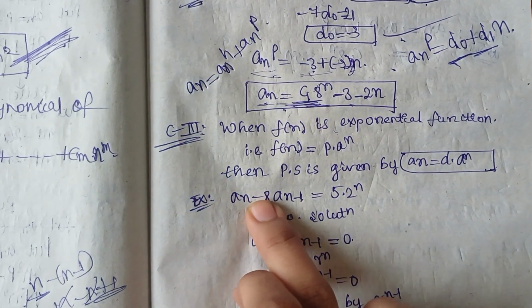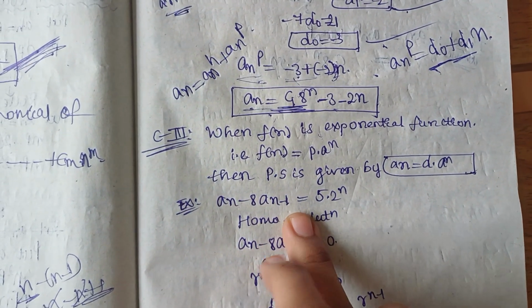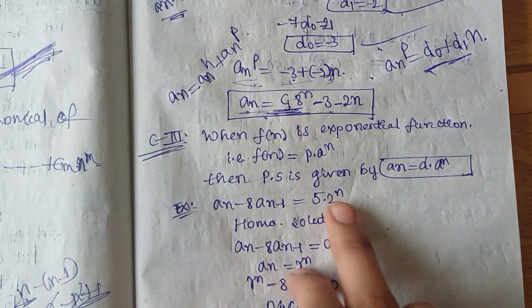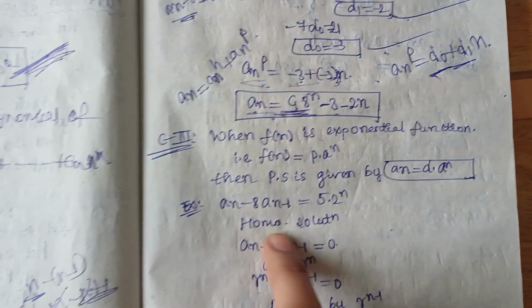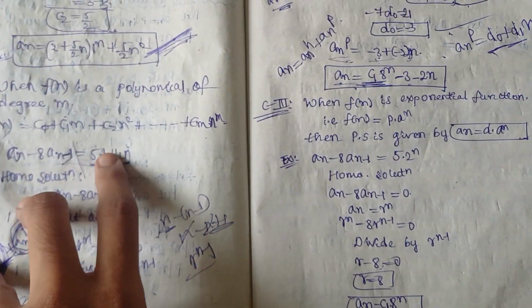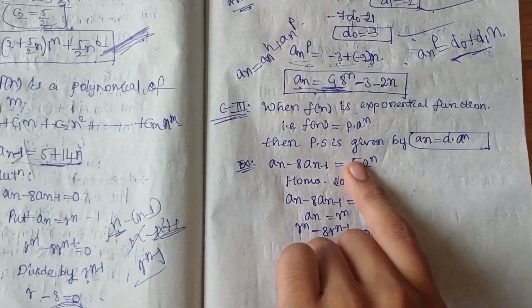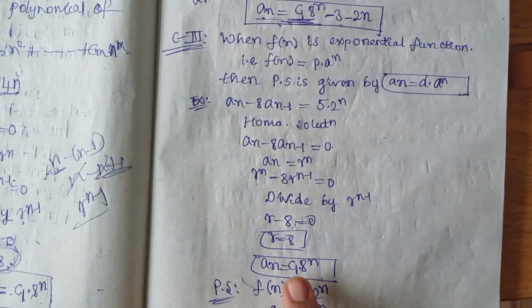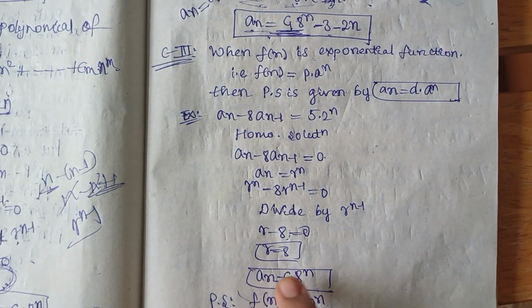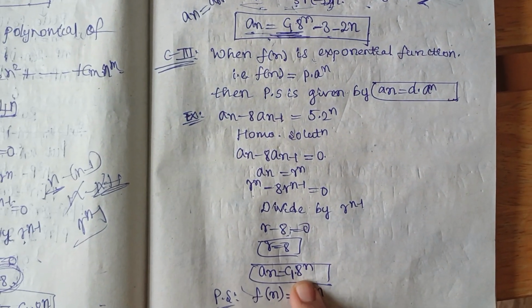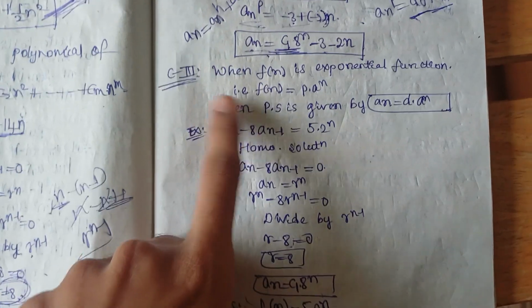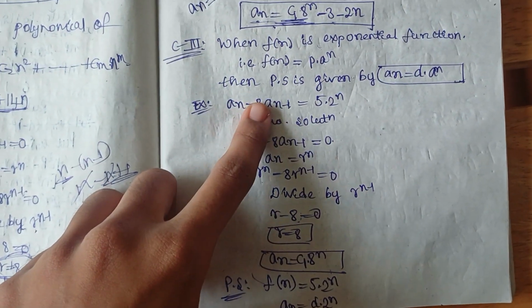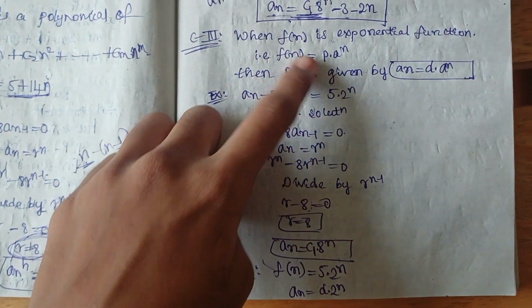For example, a_n minus 8 times a_(n-1) equals 5 into 2 power n. Already we have found the homogeneous solution for this. Here, instead of 5 plus 14n, we have considered 5 into 2 power n. So for the homogeneous recurrence relation, we get a_n equal to c1 into 8 power n.